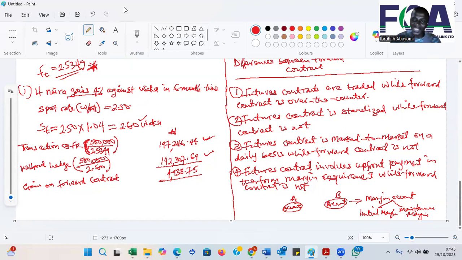Now, in this margin account, initial margin means, okay, Mr. A, you need to put maybe $200 into this account. Mr. B, you also need to put $200 into this account. That's the upfront payment. You are not paying it to the other party. You are paying it into your margin account.